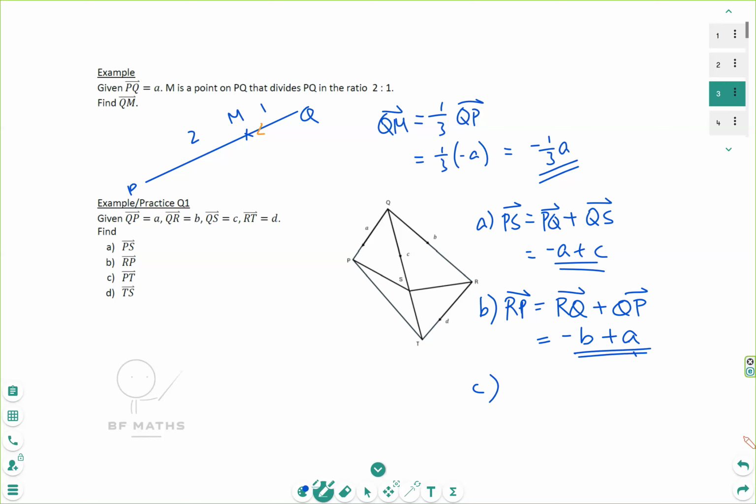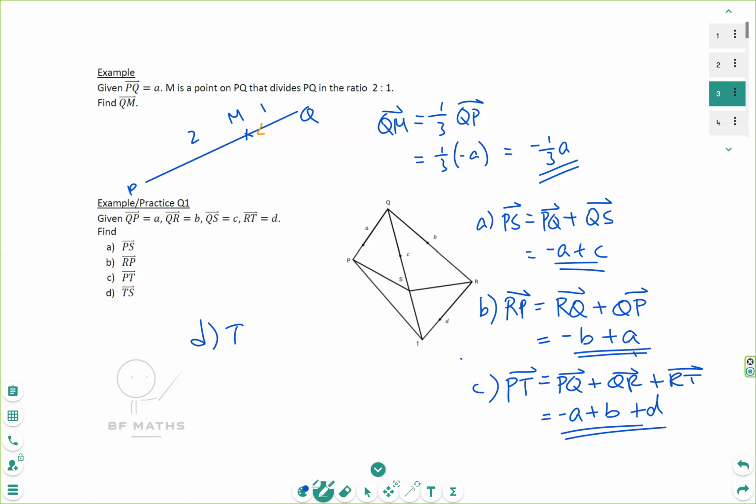Question c, PT, P to T. Now we need P to T. From P to T, we can go from P to Q, Q to R, and then R to T. So P to Q is negative a, Q to R is b, R to T is d. And the last but not least, question d, T to S, TS.